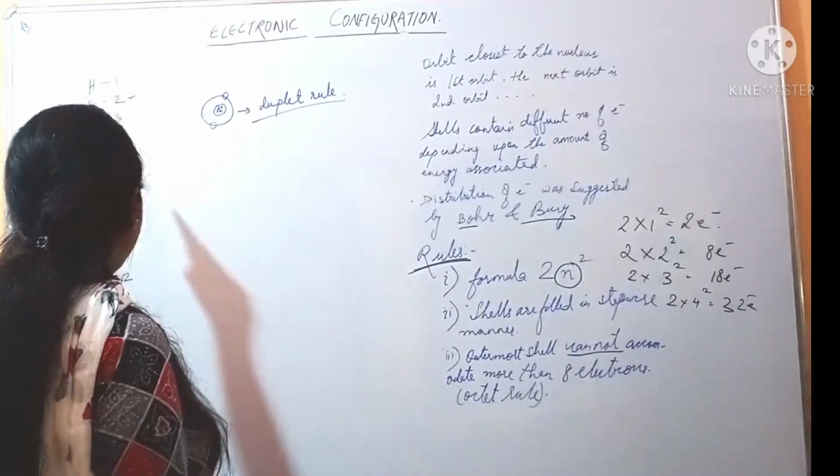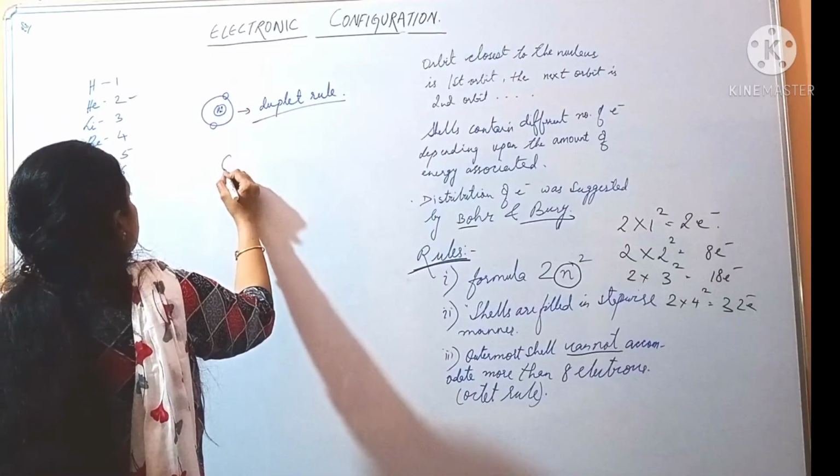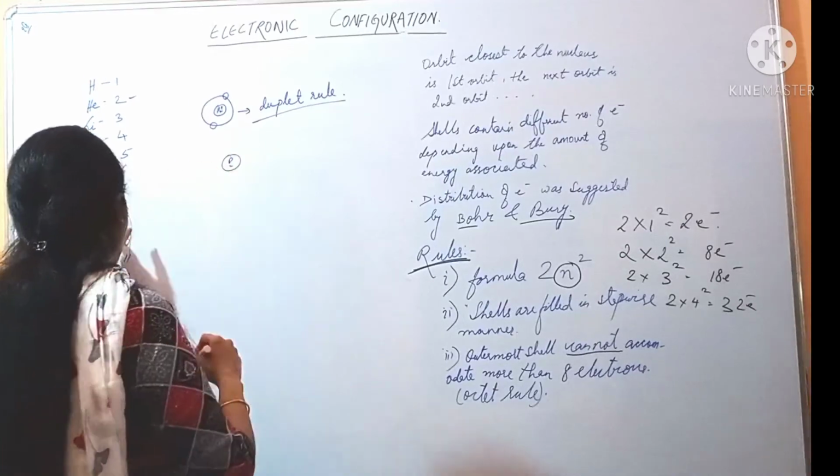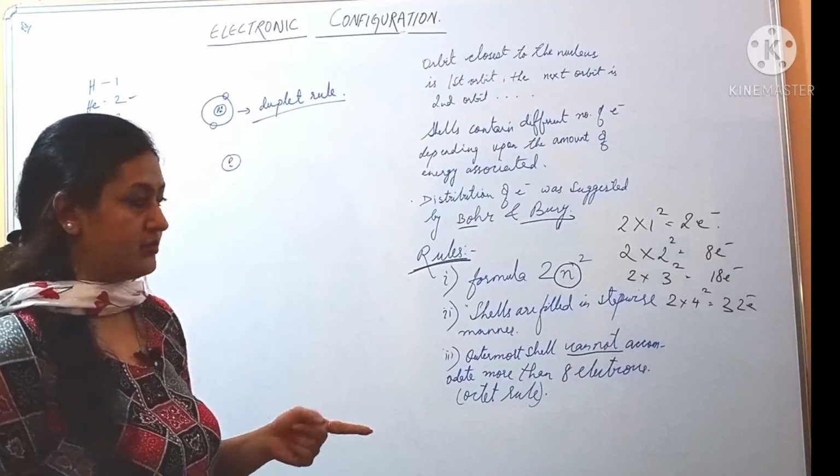Fine. Now pick up any other atom, say for example oxygen. Now oxygen is protons and neutrons. Oxygen atomic number is 8. That means it will have 8 protons and 8 electrons.